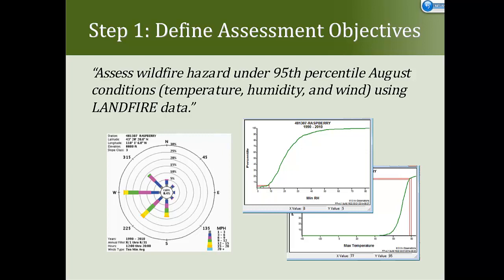So I'm now going to begin stepping through our example here. So step 1, define assessment objectives. My objective then is to assess wildfire hazard under 95th percentile August weather conditions, with temperature, humidity, and wind speed and direction, using LANDFIRE data. So I just want to point out, as this slide indicates, that wildfire hazard assessment itself is really a multi-step process. And it can include an analysis of weather, ignitions, and of course fuel, which is what we're going to focus on for this presentation.